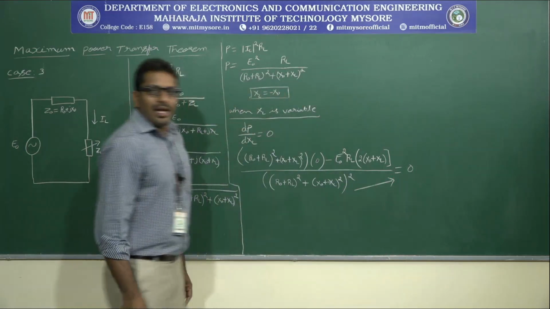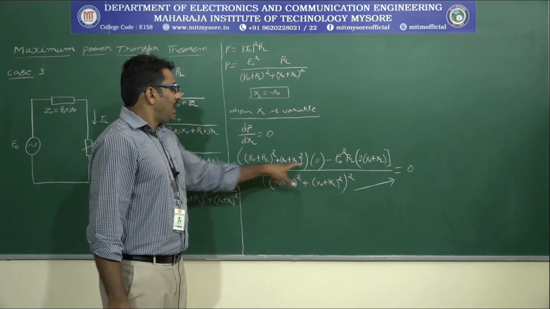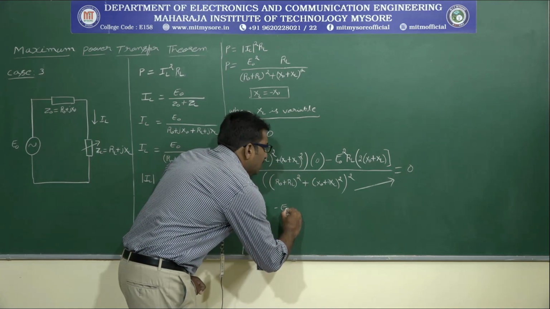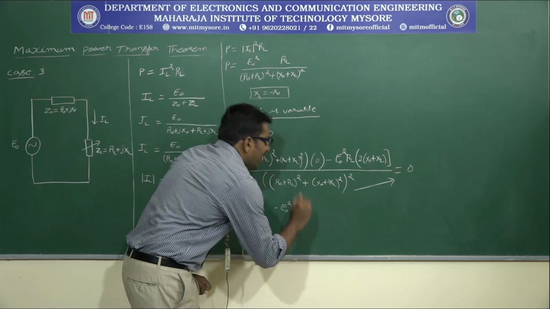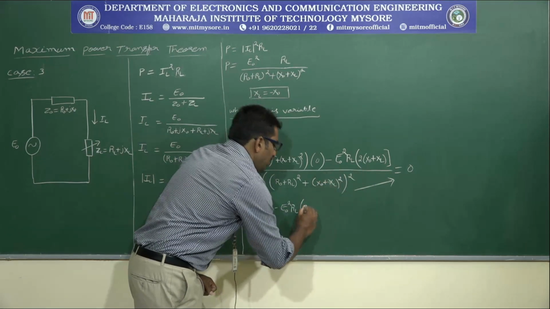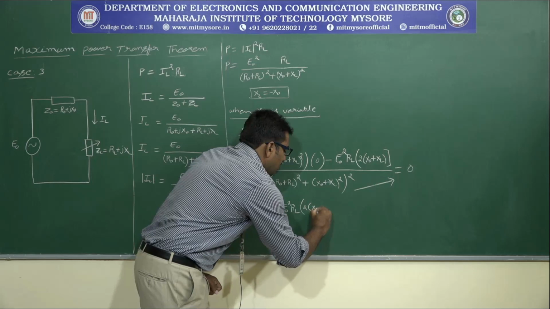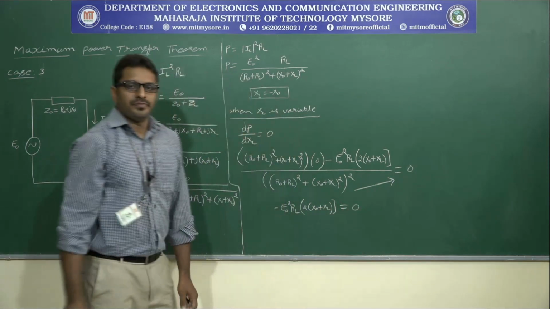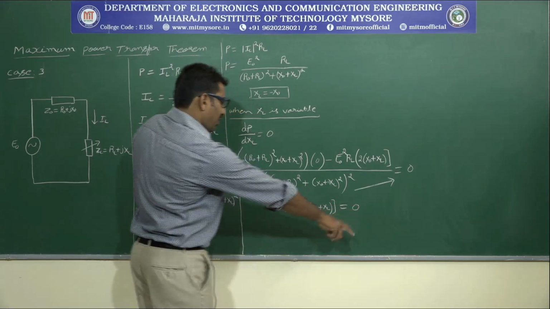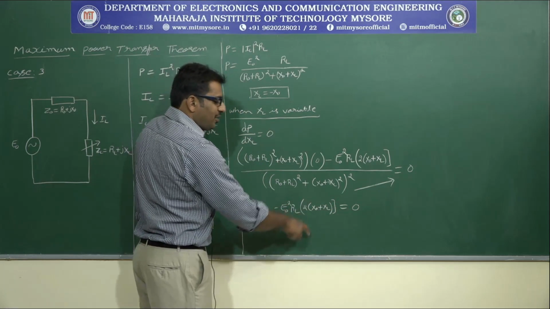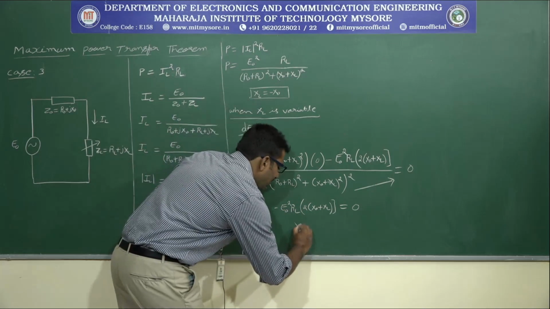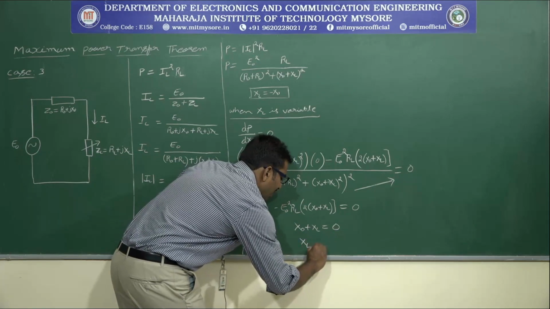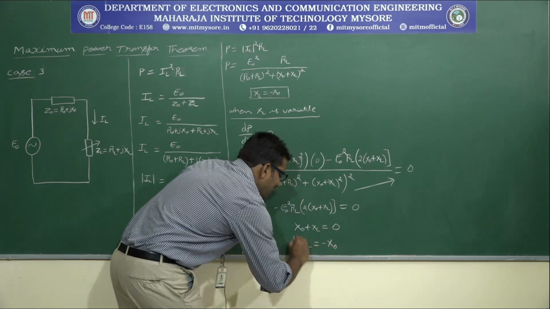Just cross multiply and you will get 0. Then this thing into 0 is 0, and the remaining term is minus E naught squared RL into 2 times (X naught plus XL), which is equal to 0. So 0 divided by minus E naught squared RL times 2 gives 0. Finally, you get X naught plus XL is equal to 0. Therefore, XL is equal to minus X naught.